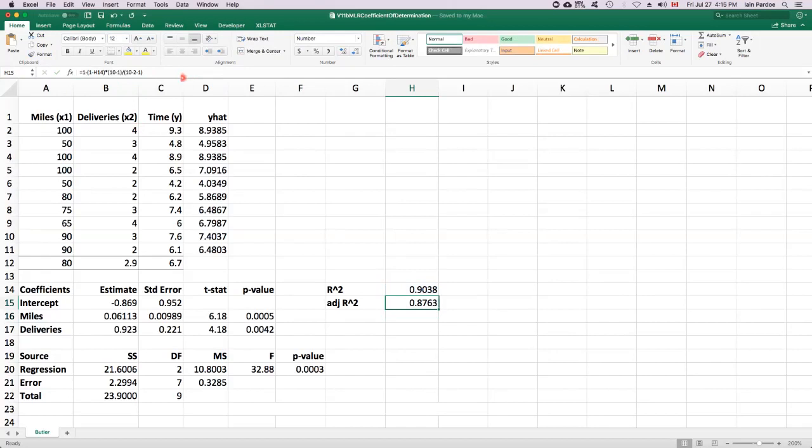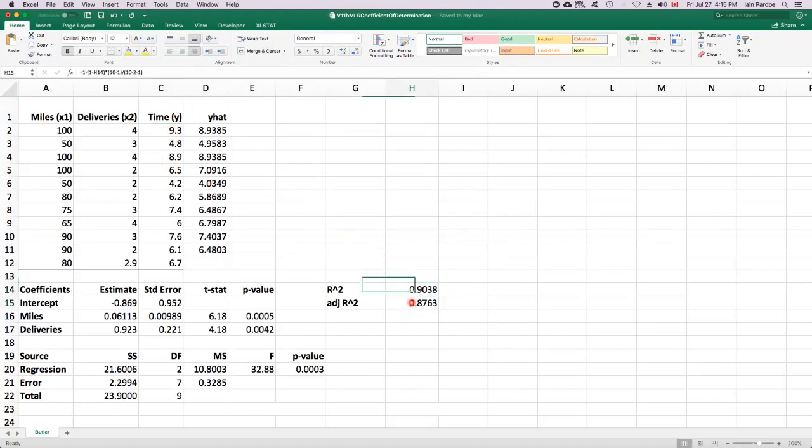For example, if I had another predictor, an x3, and I fit that model and calculated R-squared for that model, it would necessarily be at least as big as 0.9038. More likely it would be bigger than that. If I added an x4, it would be bigger still. So R-squared just keeps increasing whenever I add predictors, even if those predictors really have very little to do with the response.